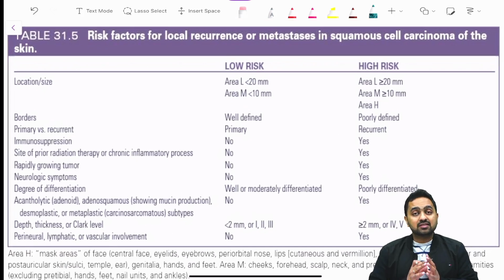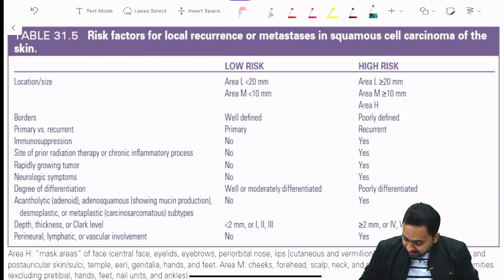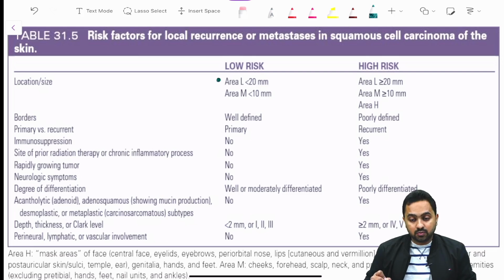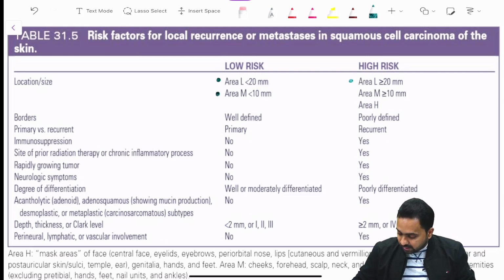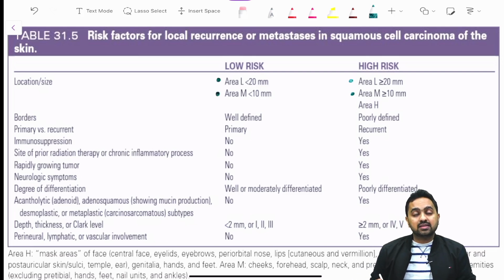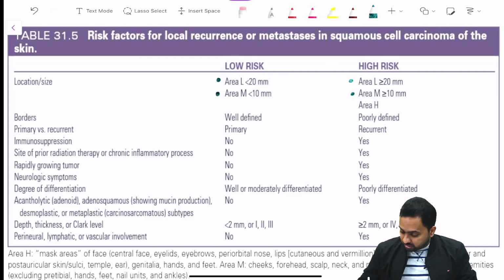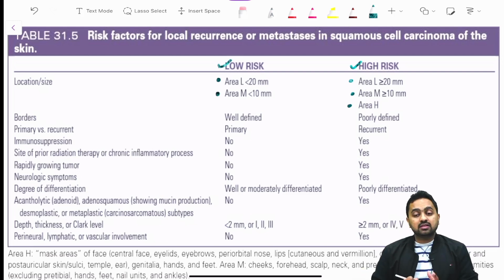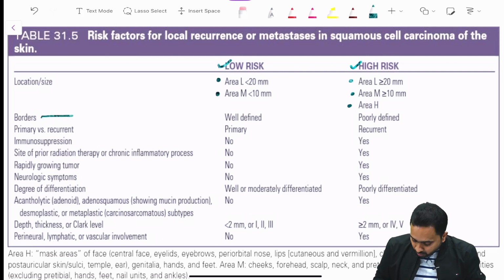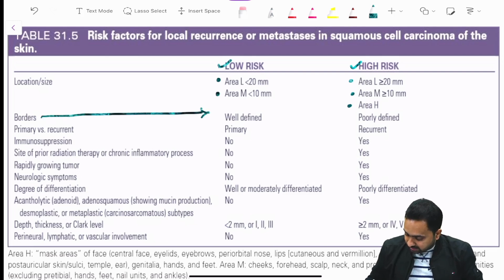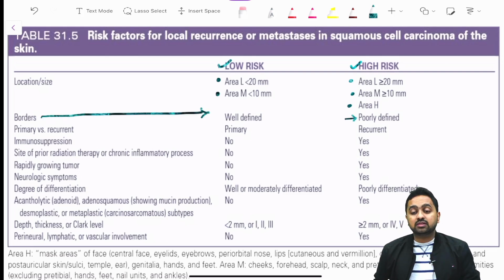Now, regarding the risk factors for your local recurrence and metastasis in squamous cell carcinoma, we have location and size. Area L less than 2 centimeters and area M less than 1 centimeter is low risk, area L more than 2 and area M more than 1 centimeter, and area H, which is your mask area, is high risk. If the borders are well defined, it is low risk, whereas poorly defined borders are high risk.